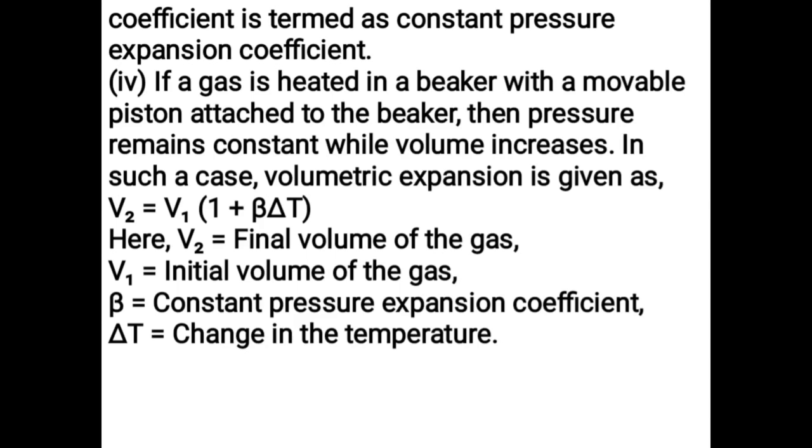If a gas is heated in a beaker with a movable piston attached to the beaker, then pressure remains constant while volume increases. In such a case, volumetric expansion is given as V2 is equal to V1 (1 + beta delta T). Here V2 is equal to final volume of the gas, V1 is equal to initial volume of the gas, beta is equal to constant pressure expansion coefficient, delta T is equal to change in the temperature.